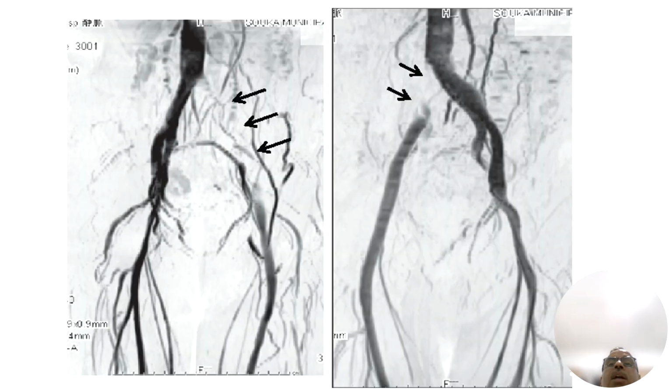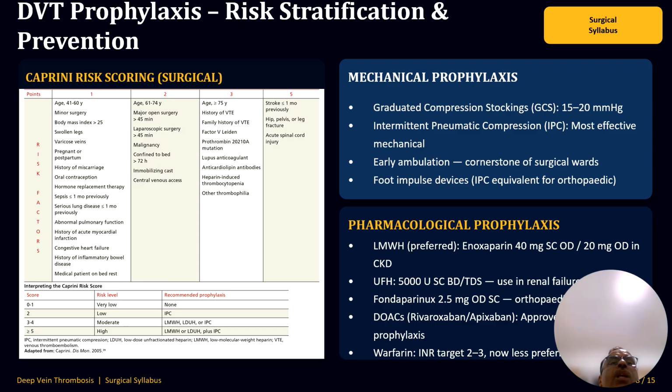And this is CT angiogram, MR angiogram, which shows a site of deep vein thrombosis as shown. It is a proximal deep vein thrombosis. Now, DVT prophylaxis, risk stratification, and prevention of deep vein thrombosis. For risk stratification in a surgical patient, the classical scoring system which is used is Caprini risk scoring system.